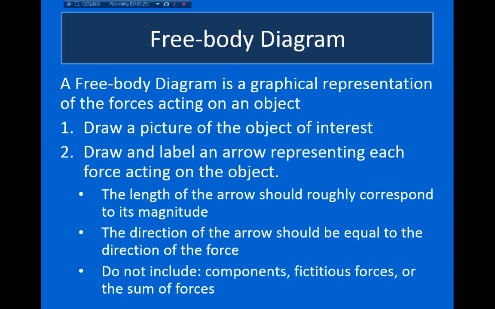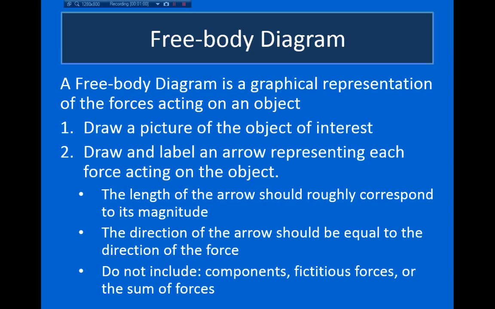So the steps for drawing a free body diagram is that you first draw a picture of the object that you're studying. If you're studying multiple objects, then you draw multiple free body diagrams for each individual object. The second thing you do is that you draw arrows to represent the forces being exerted on these objects. Now there's a few rules for drawing these arrows. The first is that the length of the arrow should roughly correspond to the magnitude of the force. Okay, so a large force you would use a long arrow, a small force you'd use a shorter arrow.